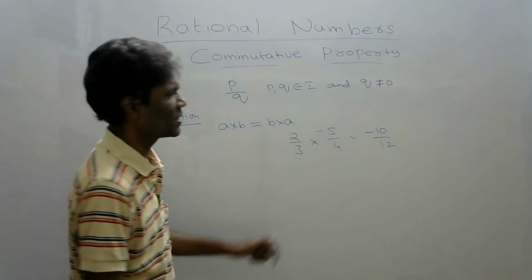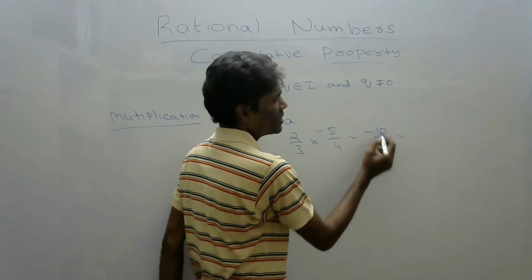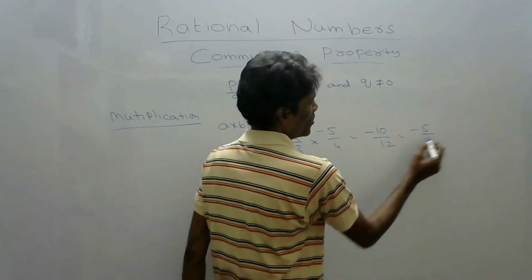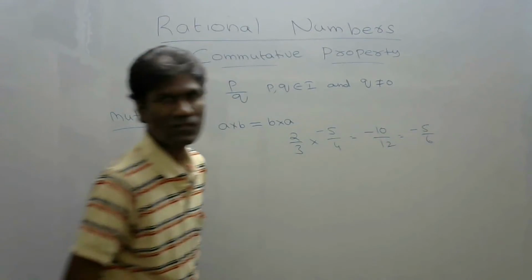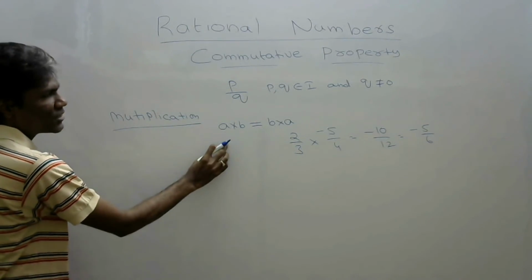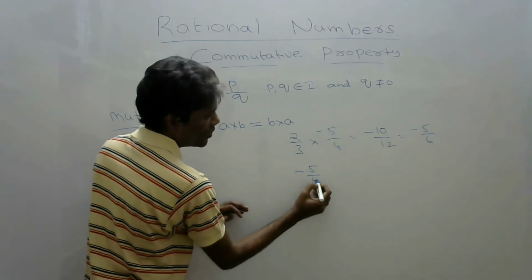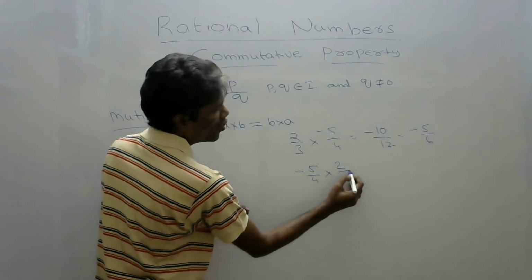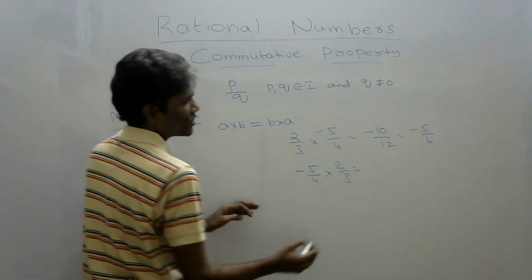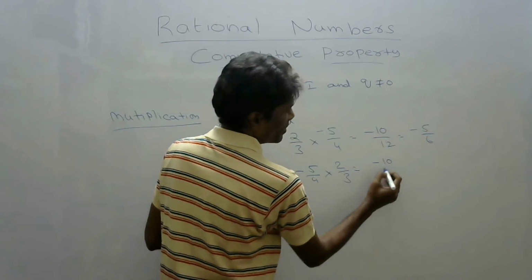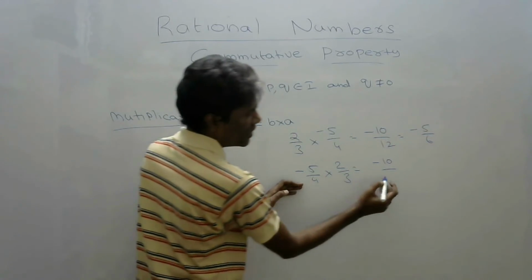Of course, we can do the cancellation. 2 fives are 10, 2 sixes are 12. This will be minus 5 by 6. Now let us do b into a. That is, first we will do minus 5 by 4 into 2 by 3. 5 twos are 10, minus 10 divided by 4 into 3, 12.